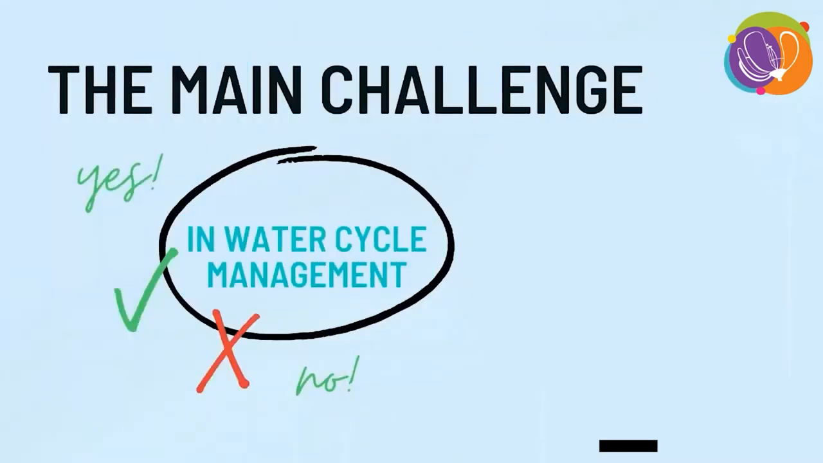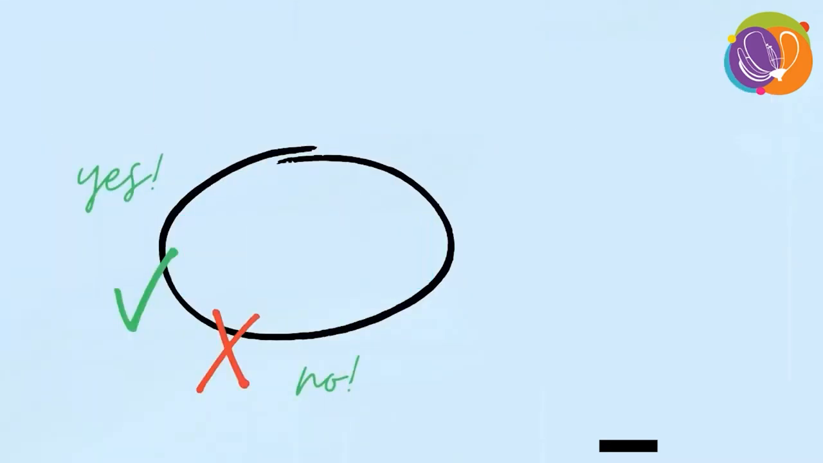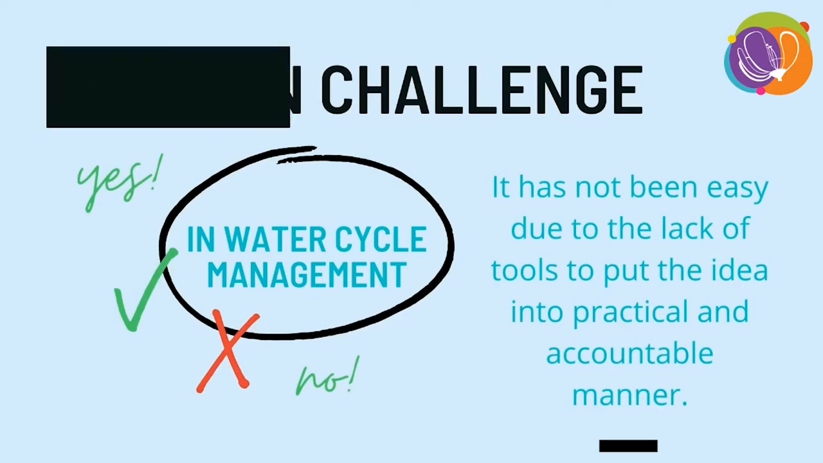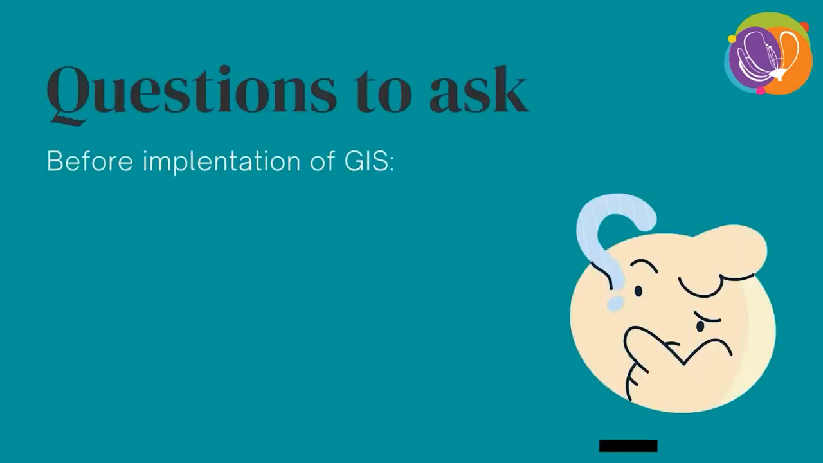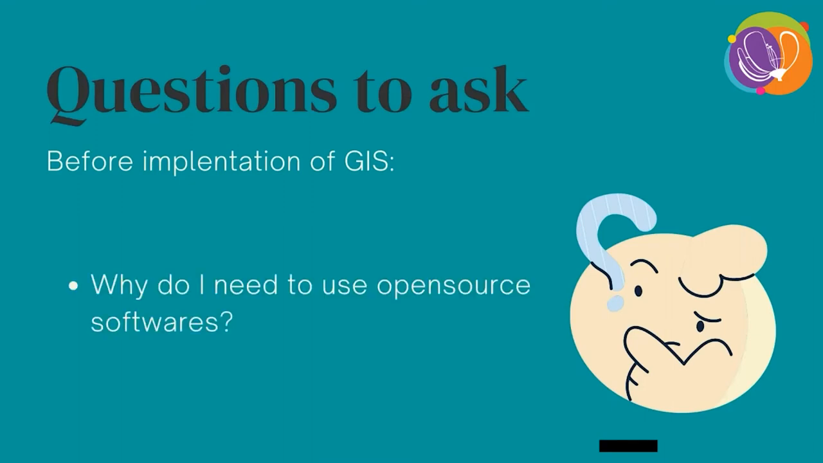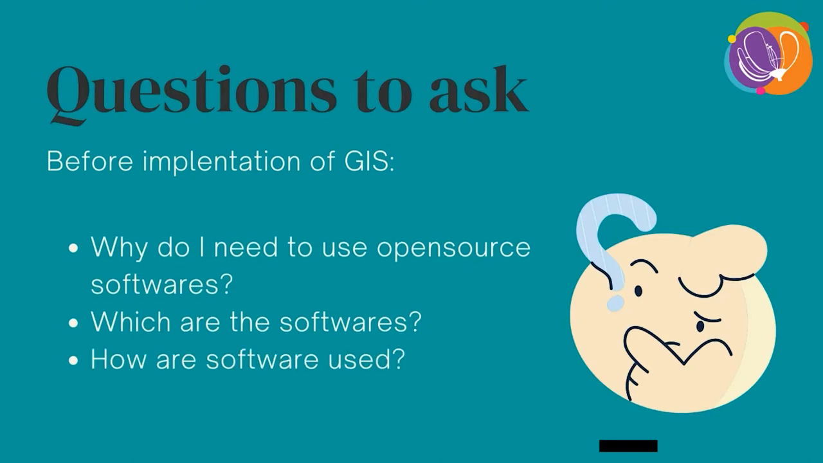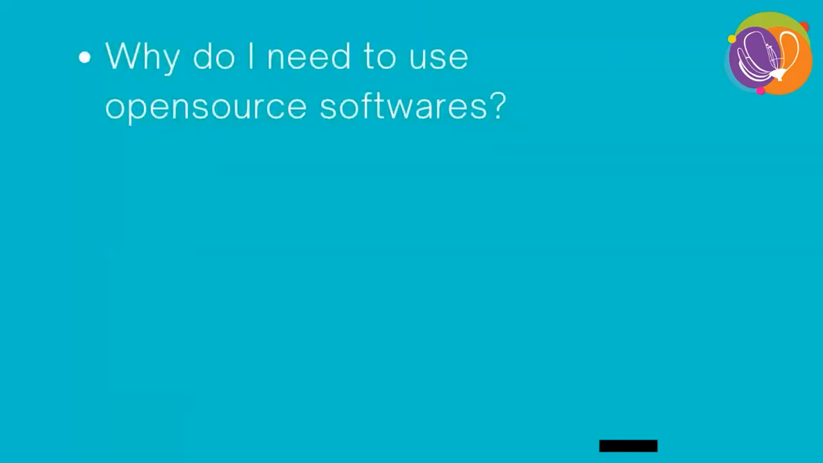This is because the main challenge in water cycle management is the lack of tools to put ideas in a practical and accountable manner. So, before implementing GIS in a water utility organization, you need to ask three main questions worth considering. First, why you need to use open source software. Second, which software to use. And thirdly, how the software is being used in water applications.